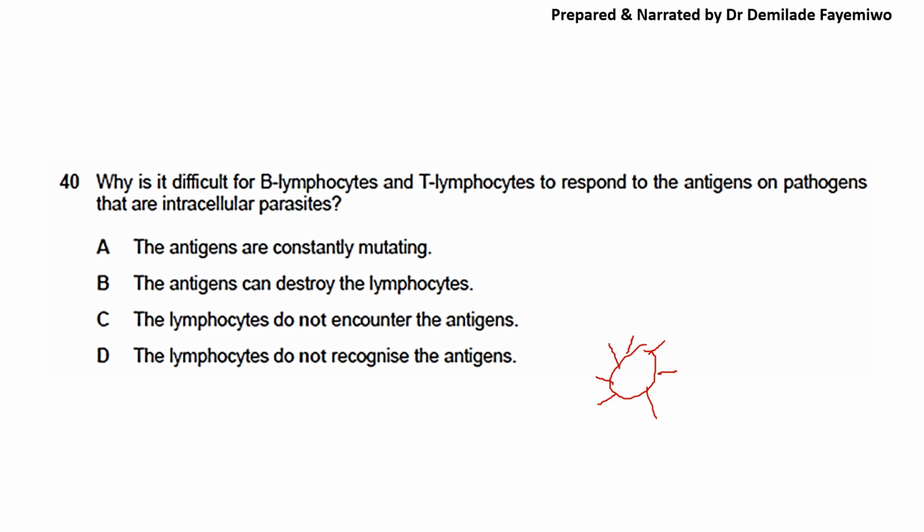The lymphocytes do not encounter the antigens. Yes, that's correct, because it says they are intracellular parasites. So it means they are hidden within cells, and for that reason, the lymphocytes are unable to see them, and so they are unable to defend the body. If they were to see them and recognize them, then certainly they would be able to destroy them.